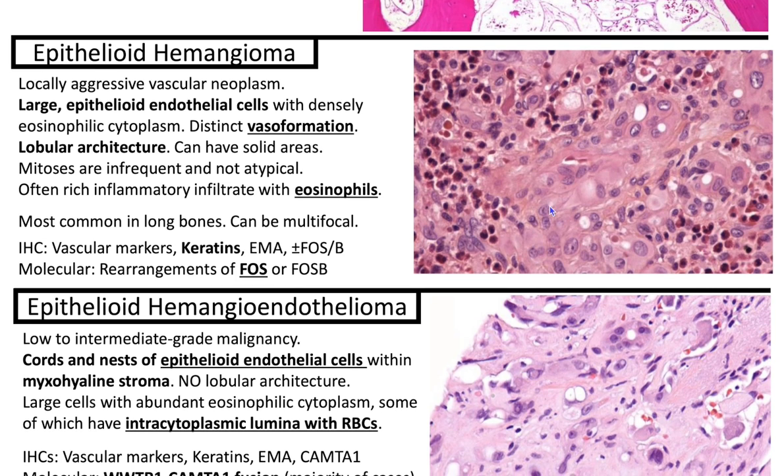Epithelioid hemangioma is a locally aggressive vascular neoplasm. It's large epithelioid endothelial cells with densely eosinophilic cytoplasm. It has distinct vasoformation, lobular architecture. It can have solid areas. Mitoses are infrequent and not atypical. They often have a background inflammatory infiltrate, most notably eosinophils, and are most common in the long bones, and will be positive for vascular markers, and because it's epithelioid, keratins, EMA, plus or minus FOS. Molecular, you can see rearrangements of FOS or FOSB.